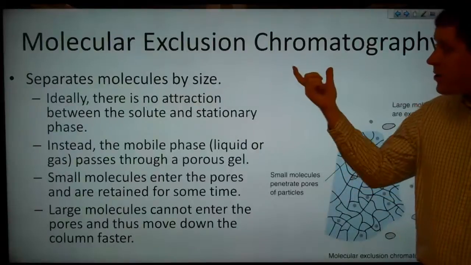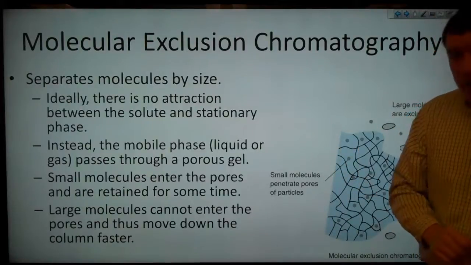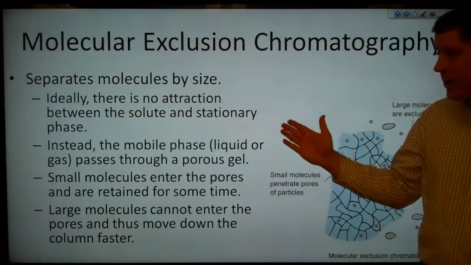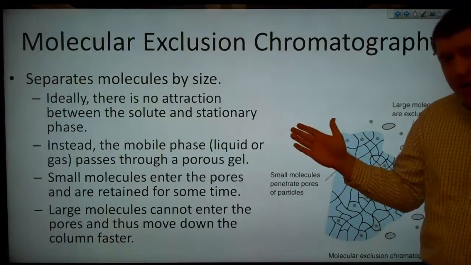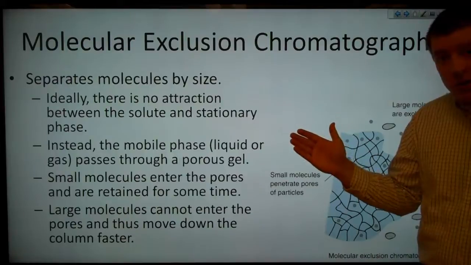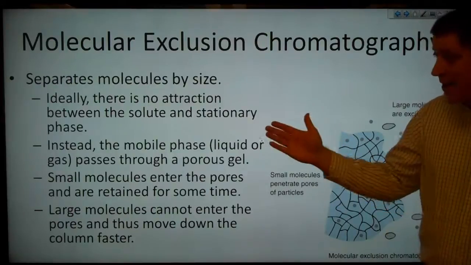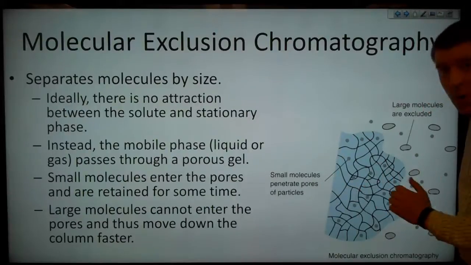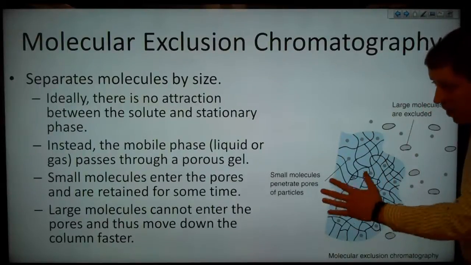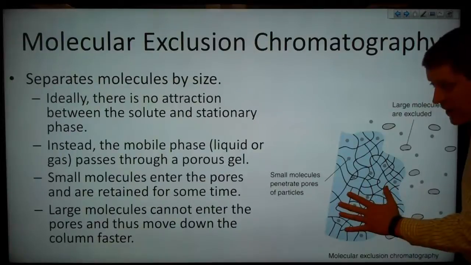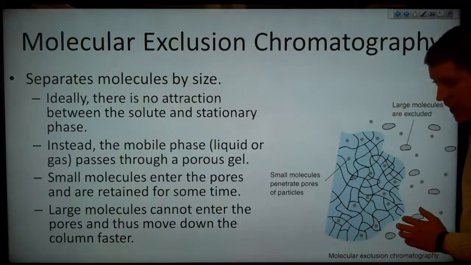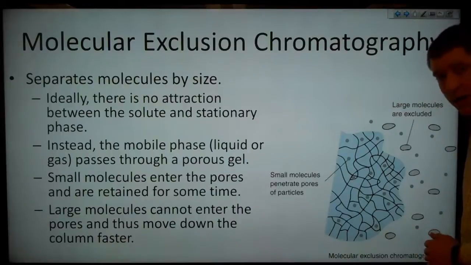With molecular exclusion chromatography, we're separating our molecules by size. So ideally, there's no attraction between the solute and the stationary phase, so it's not adsorption chromatography. Instead, that mobile phase, which is either a liquid or a gas, is passing through some sort of porous gel, and small molecules enter the pores and are retained for some time, but large molecules cannot enter the pores and thus move down the column faster.